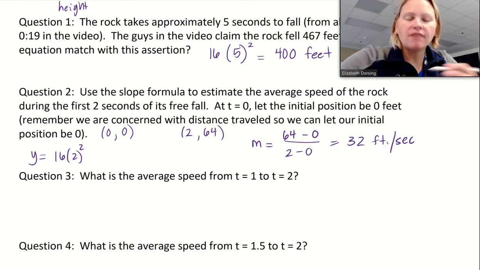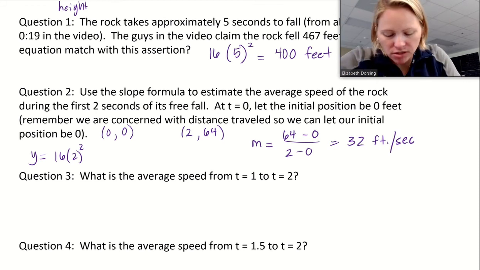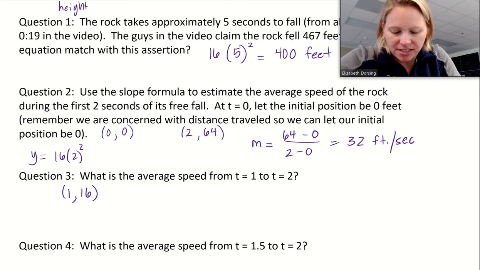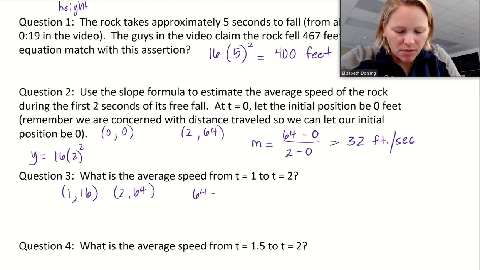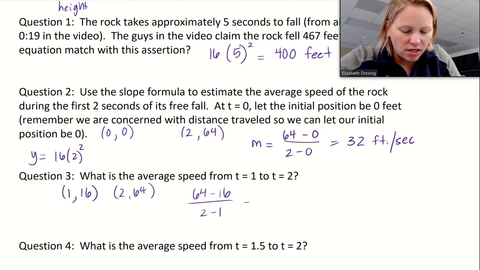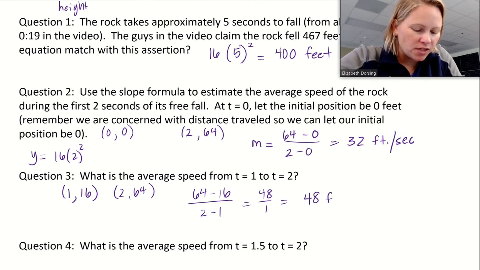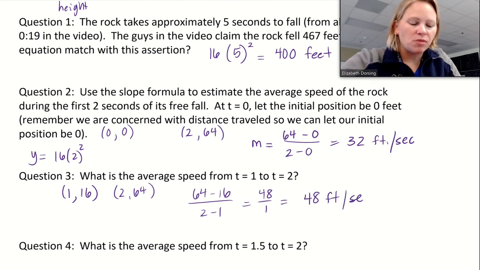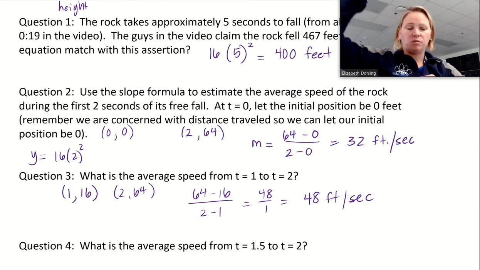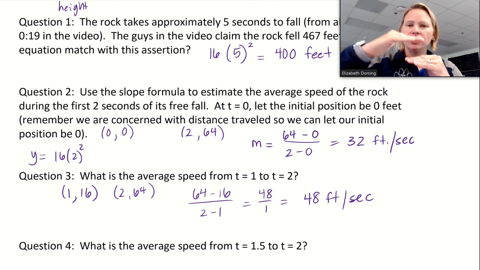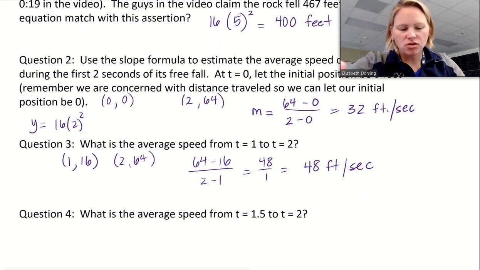So now question 3, what's the average speed from time 1 to 2? Well, okay, so now we need to find 1. So when I plug in 1, I should get 16 in my equation. So I need to now find the slope between these two. So here we go, 64 minus 16 over 2 minus 1 gives me 48 over 1, 48 feet per second. Now this should make sense that because I started from 0, if I were to take the average speed now from 1 to 2, it should be higher because it's accelerating. So let's keep going with this.